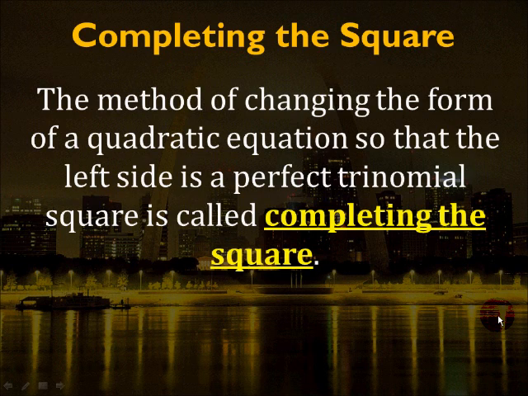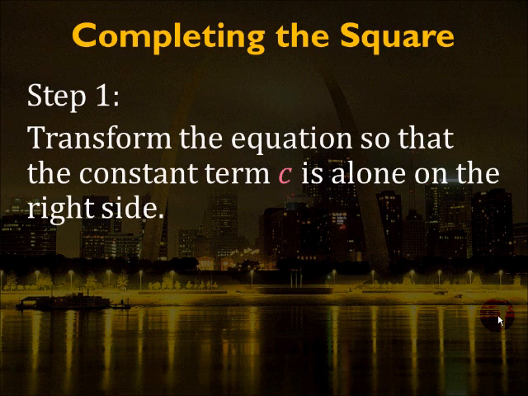Alright, we're going to now show you how to complete the square. This is a way to change a quadratic equation so that you can create a perfect trinomial square on the left side. This is called completing the square. So, there are 5 steps to how to do this.